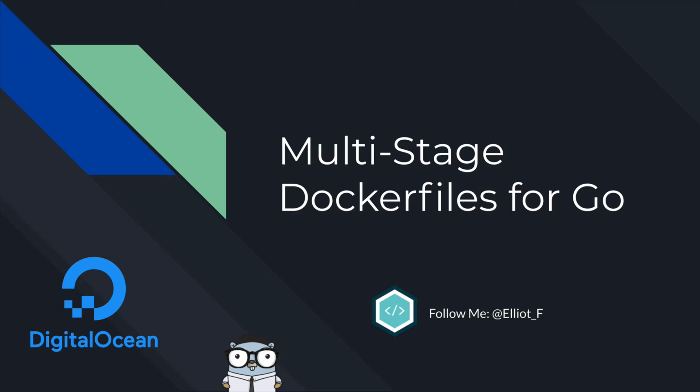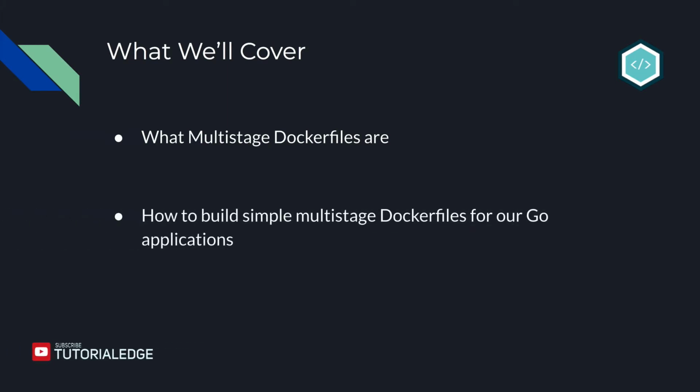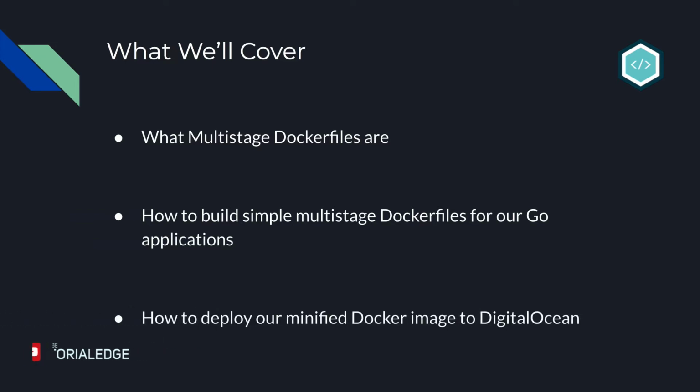Now, in this tutorial, we're going to be looking at multi-stage Docker images and how you can effectively use them to minimize the size of the container needed for your production Go applications. By the end of this tutorial, we're going to have covered what multi-stage Dockerfiles are. We're then going to look at how you can build a simple multi-stage Dockerfile for our Go application. And finally, we're going to look at how we can deploy our minified Docker image to DigitalOcean.